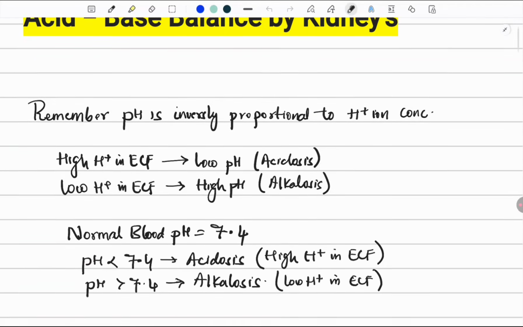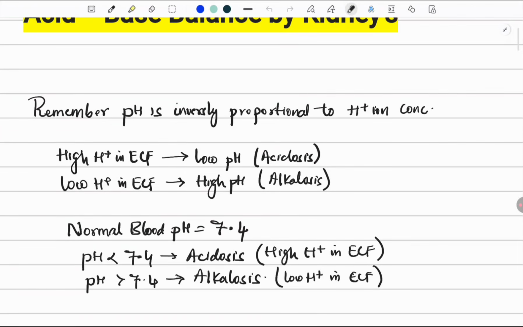First and foremost, the most basic thing that we are supposed to understand in order to understand the entire concept of acid-base balance maintenance by the kidney is that pH of a solution, or in this case the extracellular fluid or blood, is inversely proportional to the H plus ion concentration. So what does that mean? That means whenever there is a high H plus ion concentration in the ECF, there is a low pH, which is termed as acidosis. Or whenever there is a low H plus concentration in the extracellular fluid, that means there is a high pH, which is termed as alkalosis.